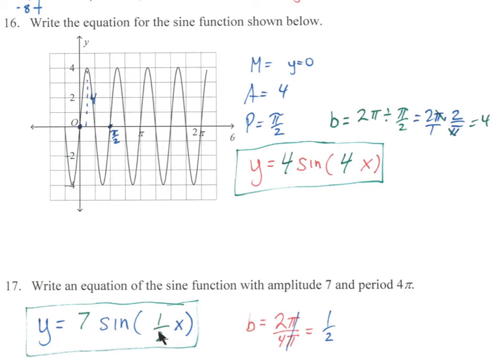Now, how to get 1/2 here? Why don't you just put 4 pi? Where did I get 1/2 from? Remember, it's a sine graph. So it's going to be 2 pi divided by your period. Pi's cancel, leaving you 1/2. That's where the 1/2 came from. Your period does not go here. Your b value does. Be very, very careful of that.